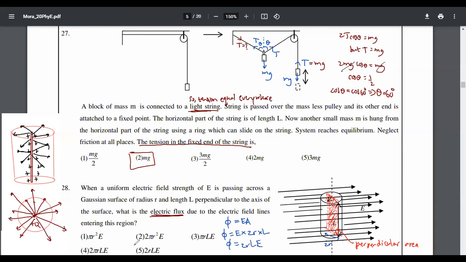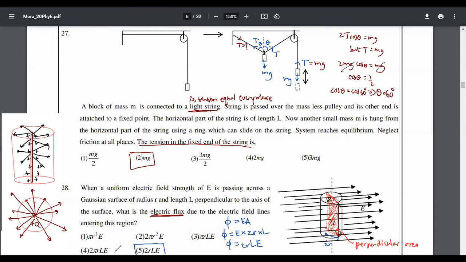2RL. Fifth answer, people. Fifth answer. 2RL for 28, fifth answer. The reason is this. Already the electric field lines are given to you. If the electric field lines are already given to you, you need to choose the area perpendicular to them. Plate area means the area I have drawn. The area I have drawn, you have to take this area. The area I have drawn in red color.